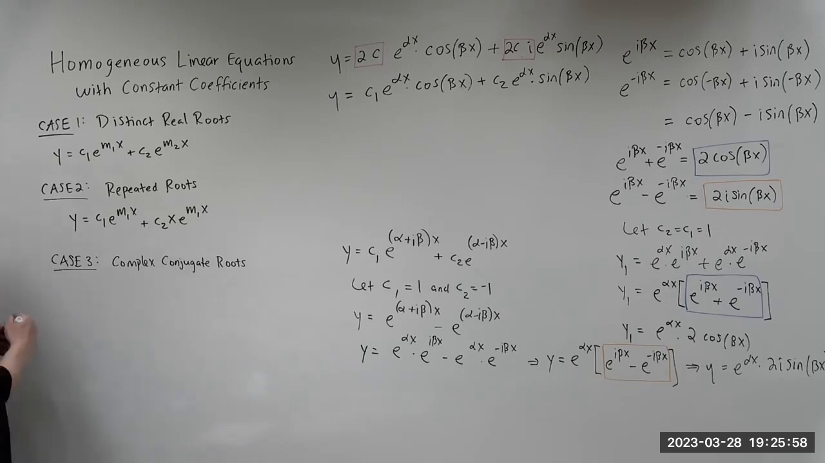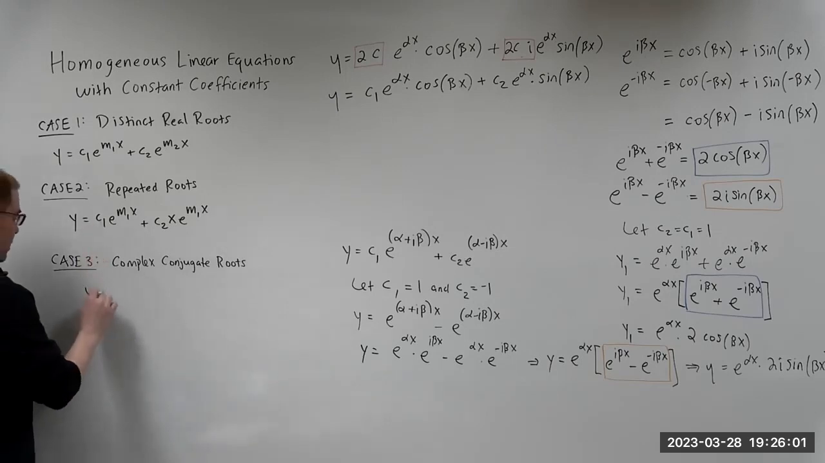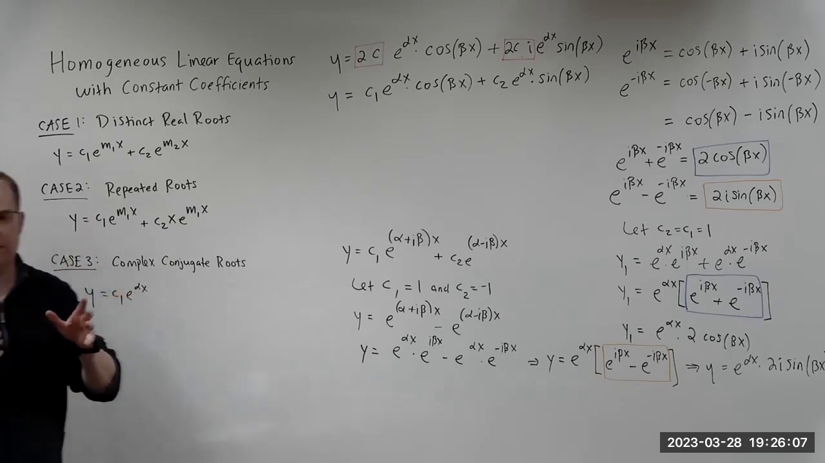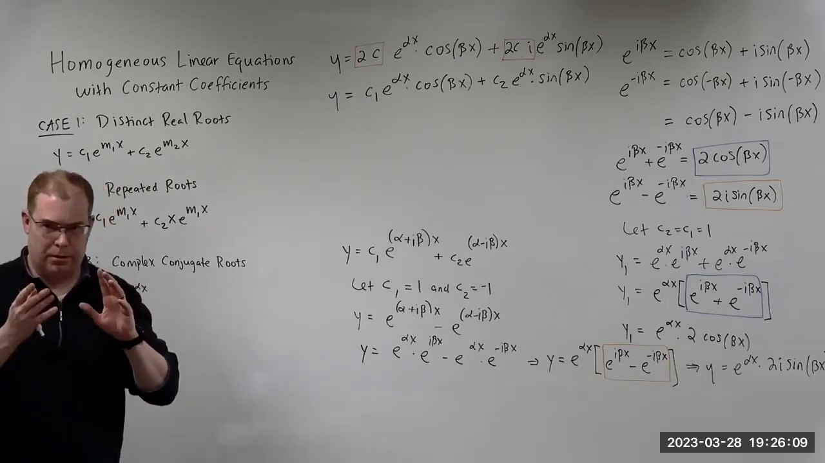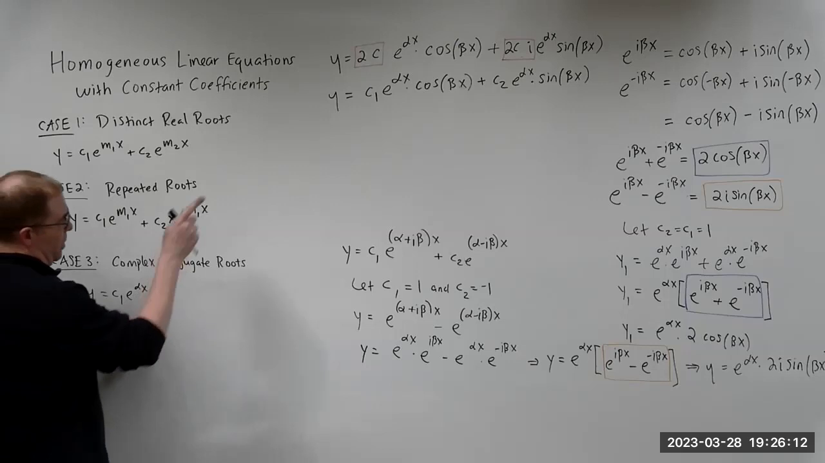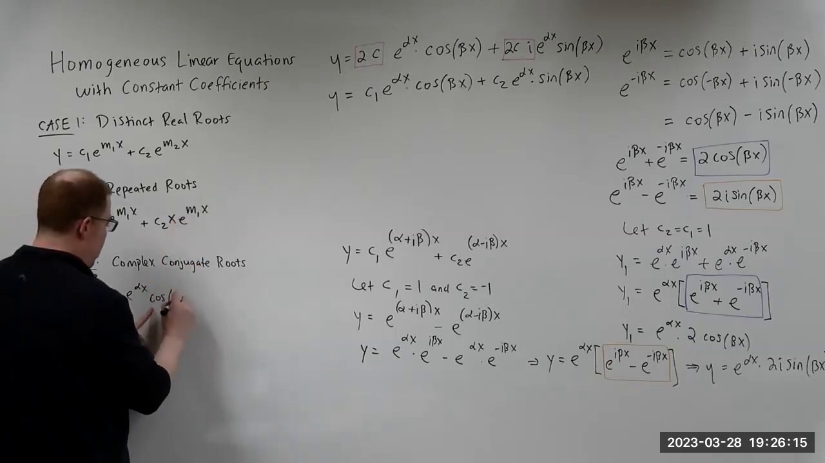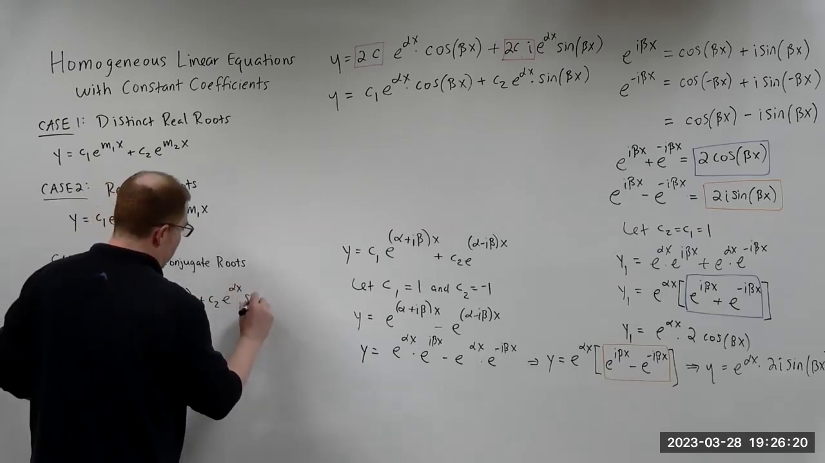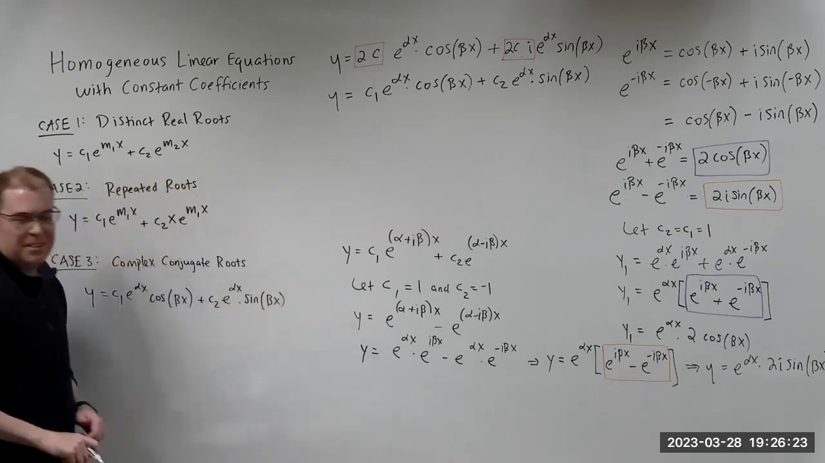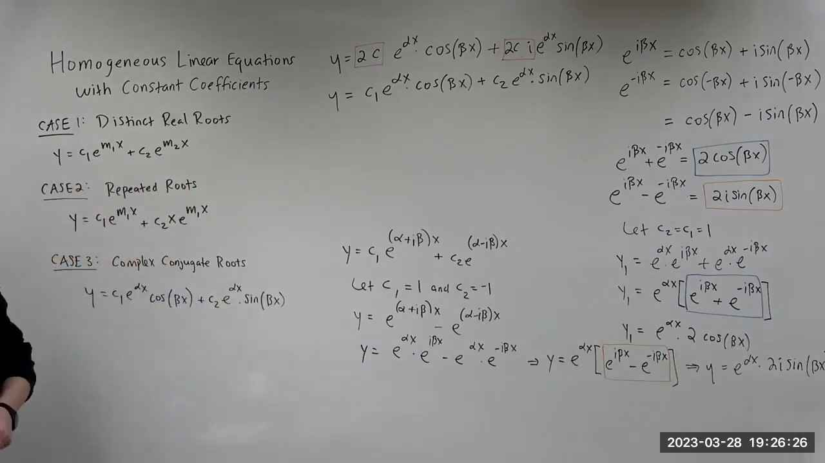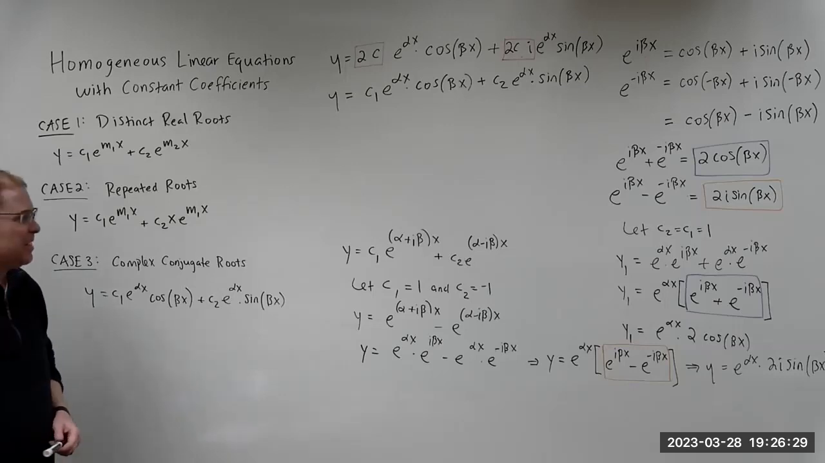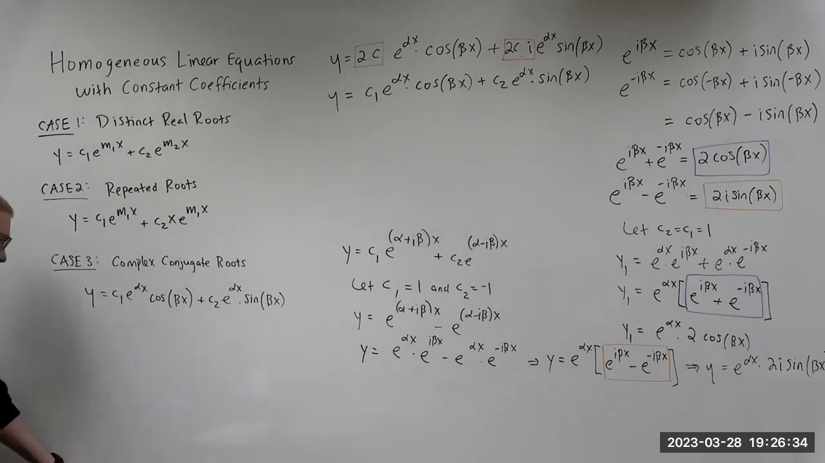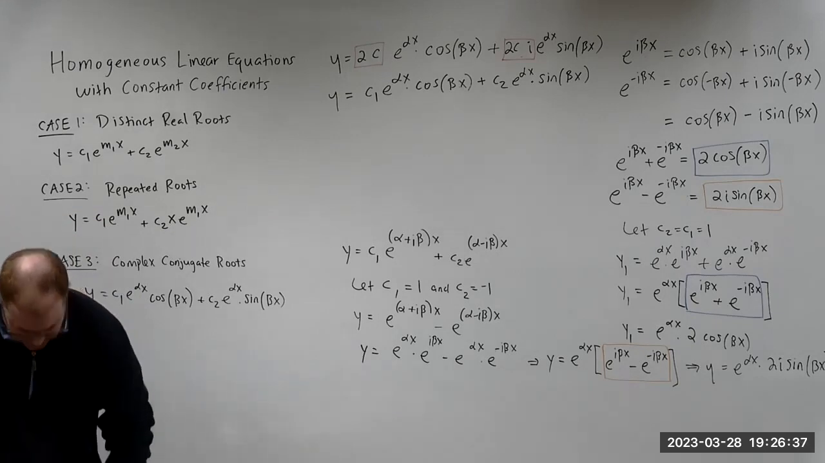That's for case three. If you have complex conjugate roots, your solution will look like that. You solve your auxiliary equation, get the complex conjugate alpha plus or minus i beta, and just substitute into here. Not too bad, right? It's a really nice application of Euler's identity. Okay, all right, so let's look at an example of that.